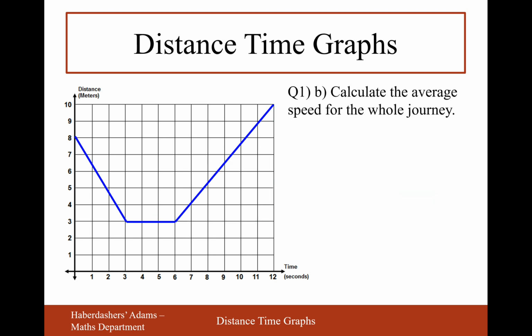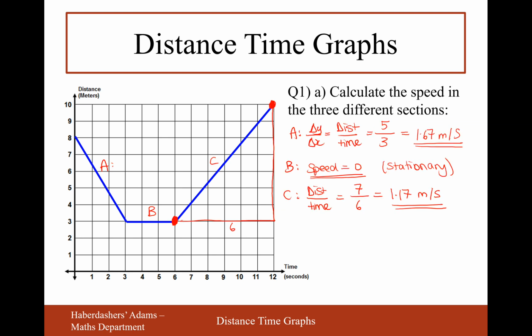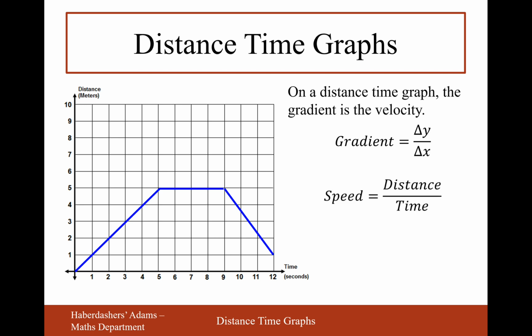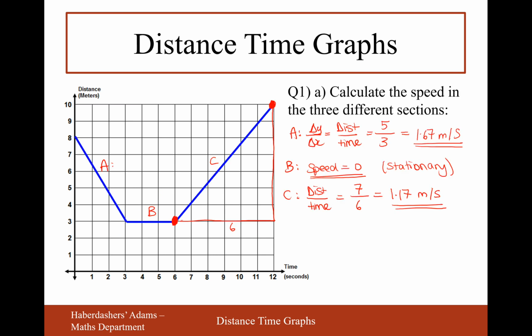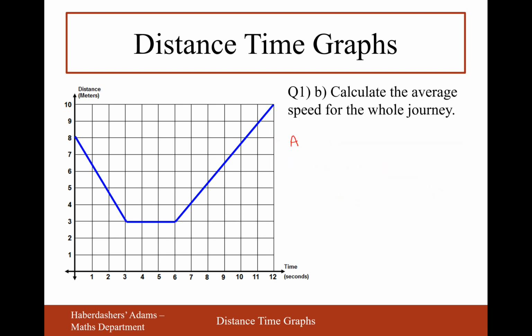And what we're going to do now is look at how we would calculate the average speed for the whole journey. Well, if we remember, the average speed is equal to the total distance divided by the total time. So let's now go ahead and work out that average speed.